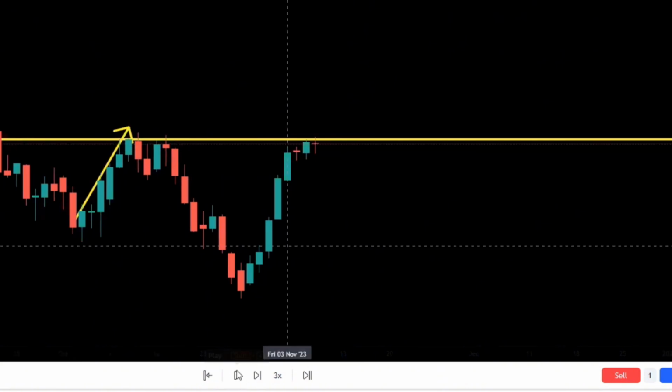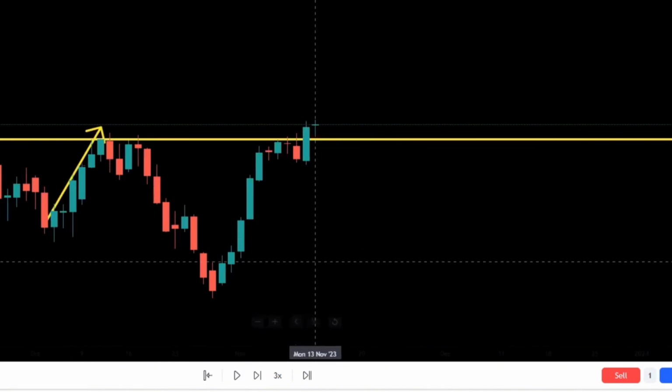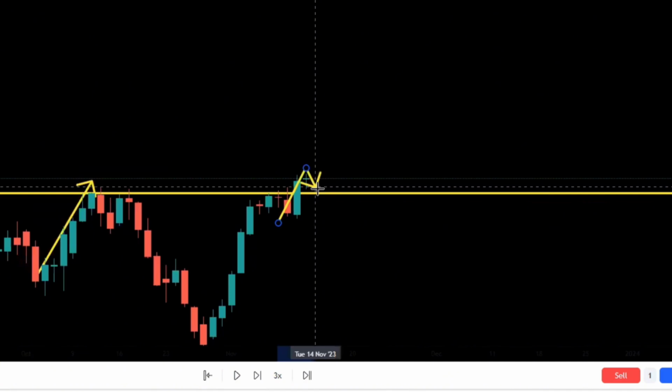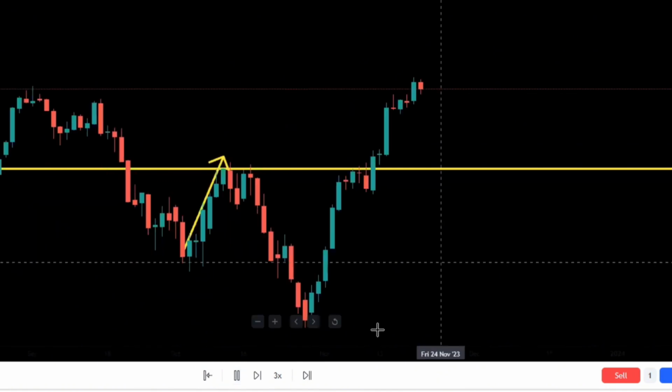Look at price right now. Reject that level, broke it, held it as support. So now price is holding that support. That's when we want to pull the trigger and look for that buy setup. Now look what price did after that. Skyrocketed to the upside.